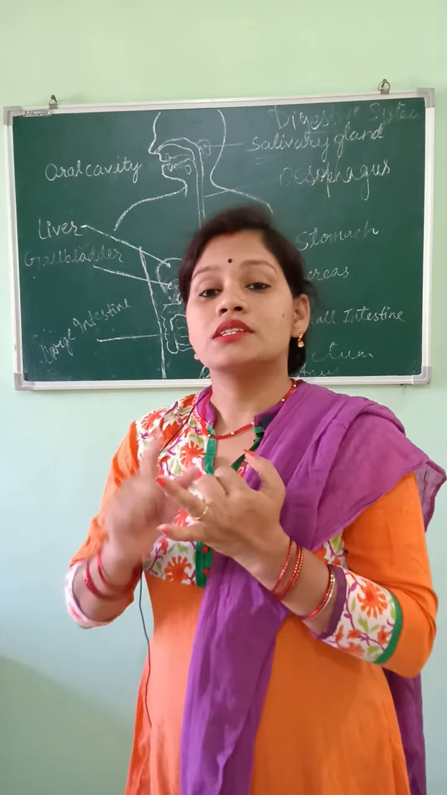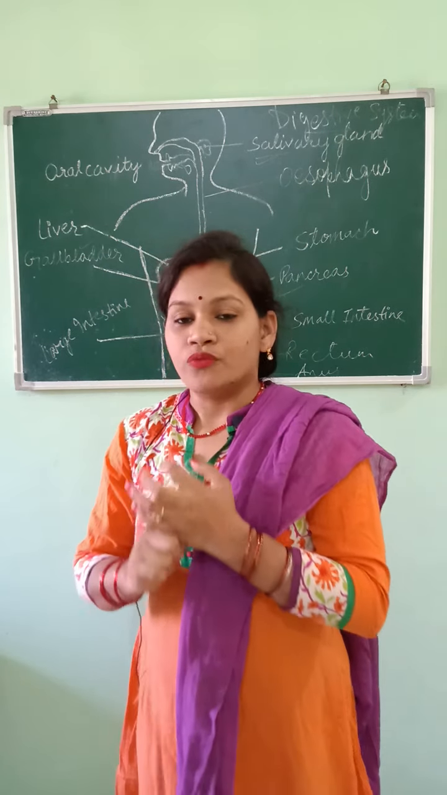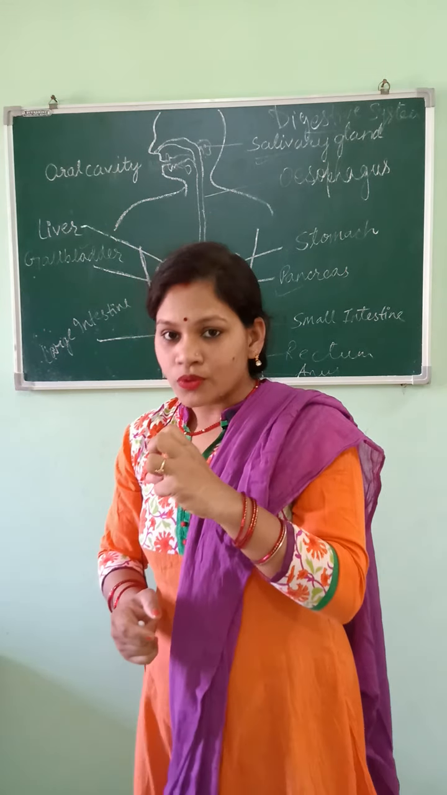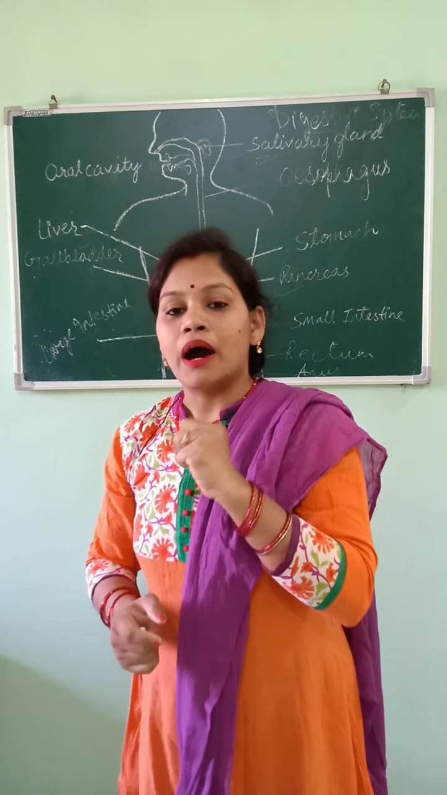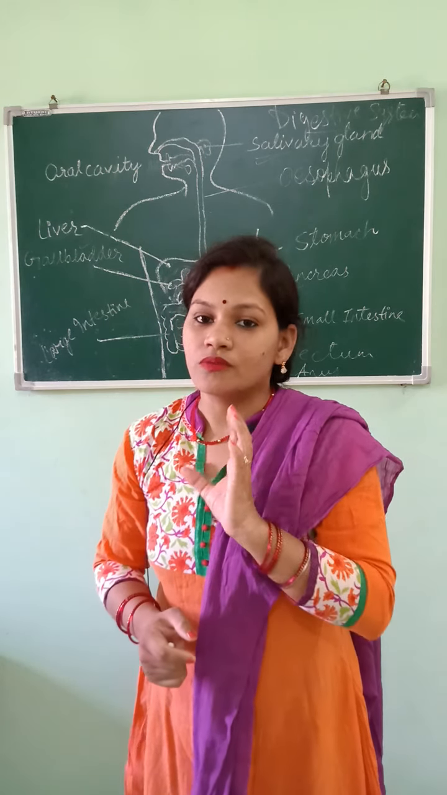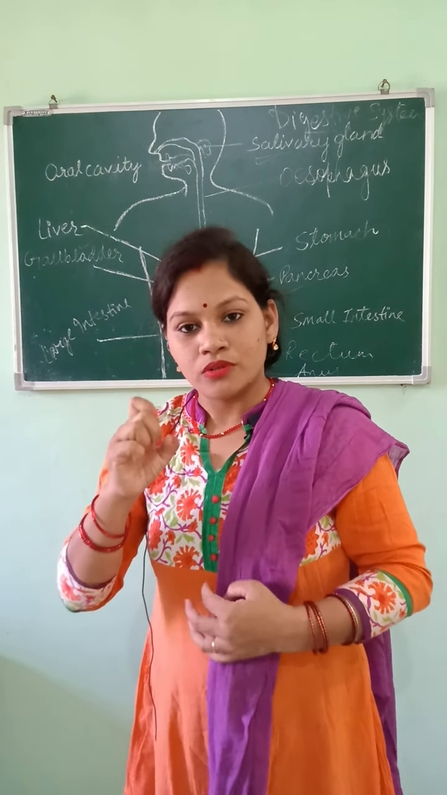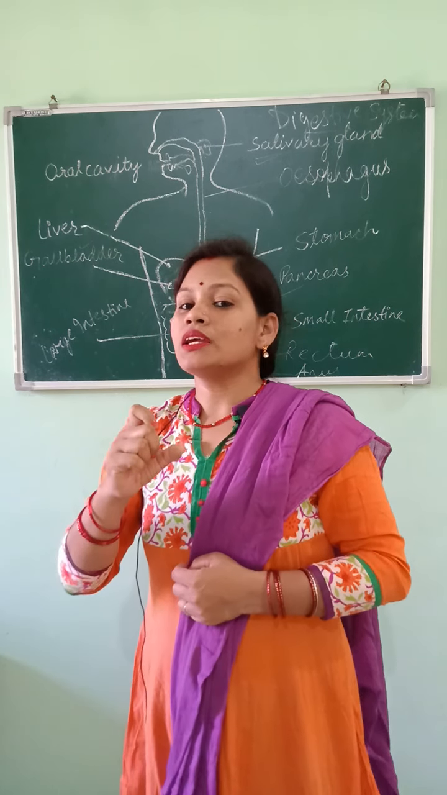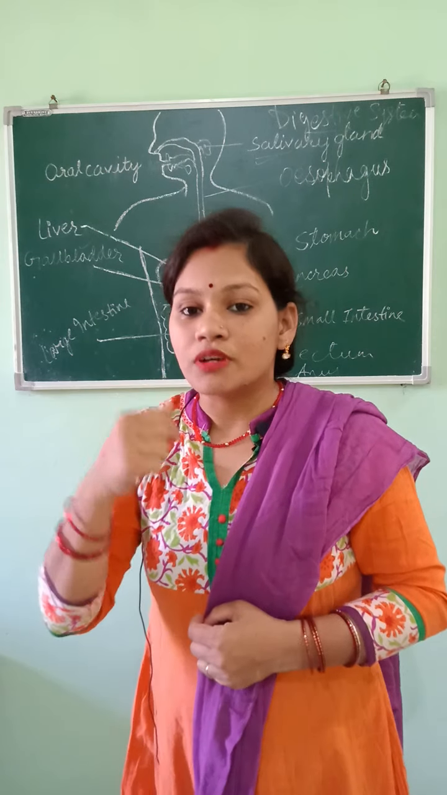Teeth, there is tongue, as well as the 3 pairs of salivary glands. Now what happens when we take in food? This food is getting broken into small pieces by our teeth, isn't it? Whatever food you eat, you break that food with the help of your teeth, isn't it? Then after breaking that food, we have saliva in our mouth.